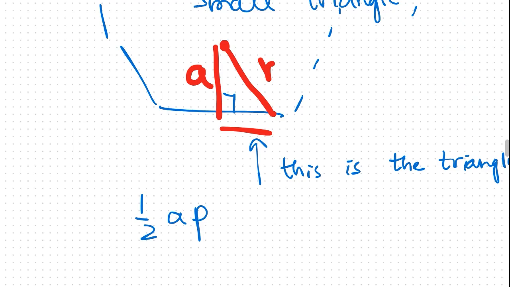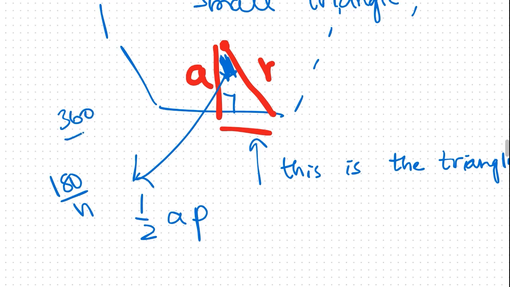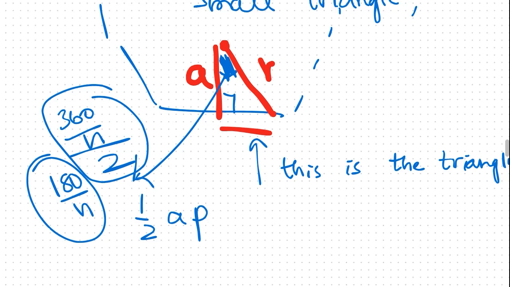And the angle in the middle, this angle, there's a formula directly: 180 by n, or you can do 360 upon n and then divide by 2. Usually I say it is 180 degrees upon n. That is the direct angle in this triangle. So this is the first step. Second step is to use the appropriate trigonometry ratio.